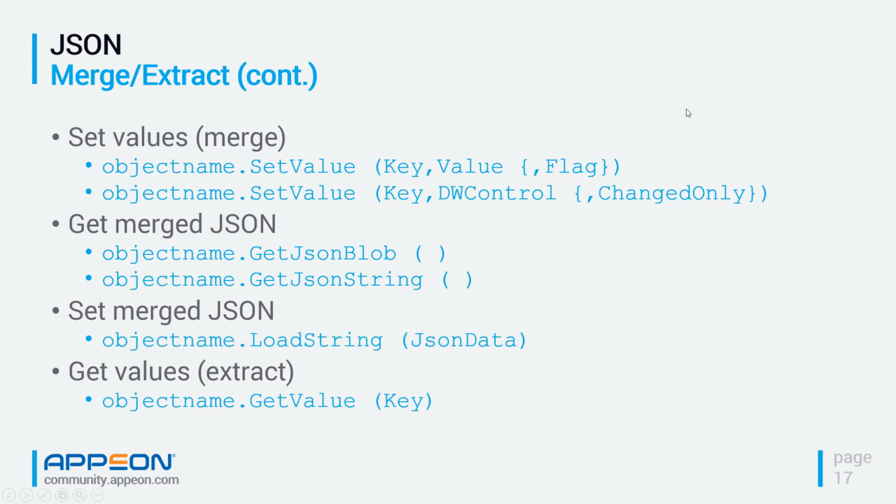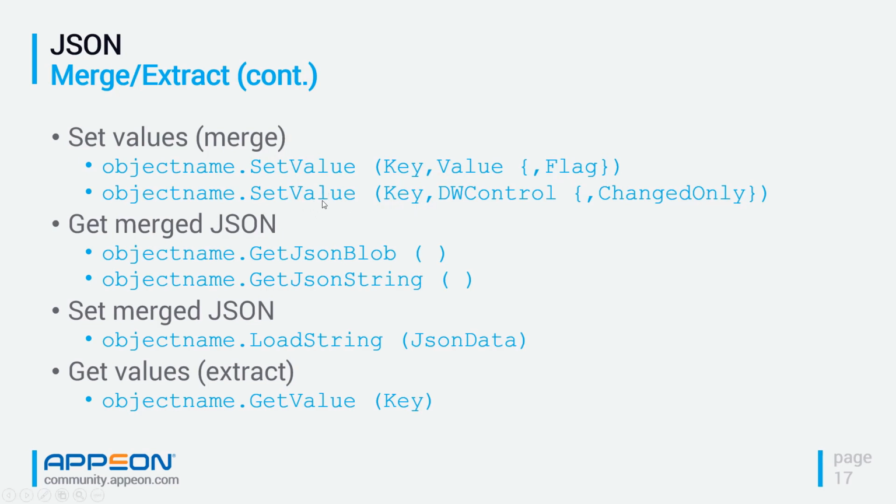There's a couple different versions of the set value. If we already exported the JSON from the data window, we already have the blob with the JSON in it. What we could do is use set value, give it the key, and then pass in the JSON itself. The other thing we might want to do, though, if we haven't got the JSON yet, is we can use this second version of the function, which will export the JSON for us.